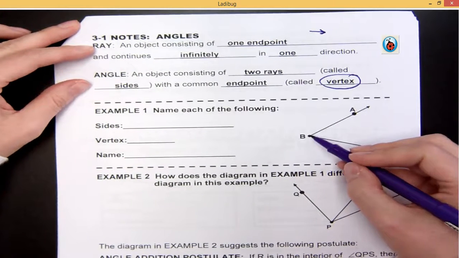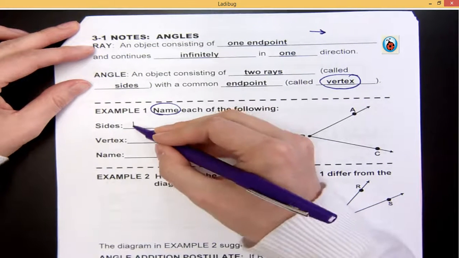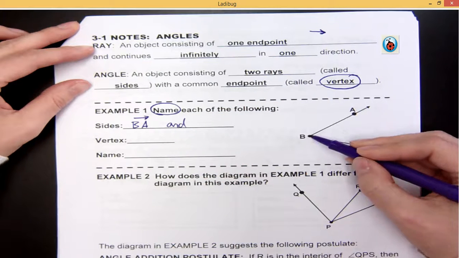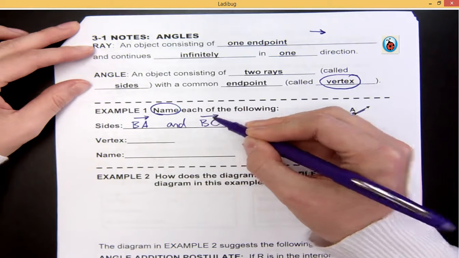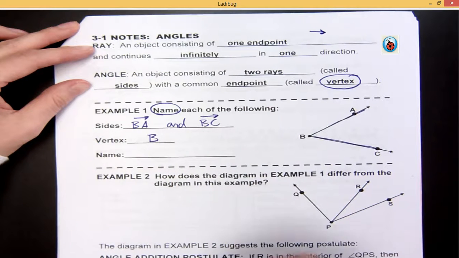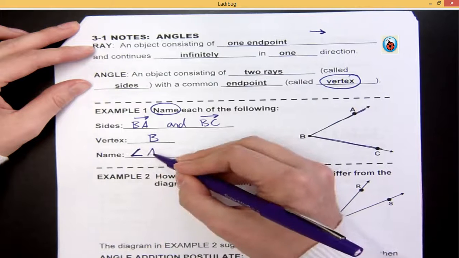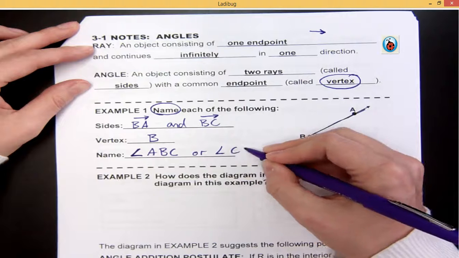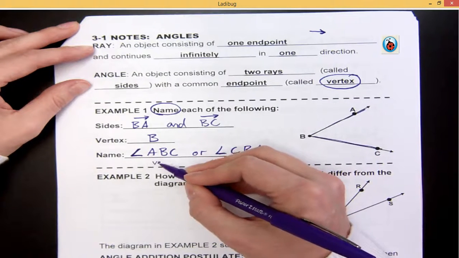If we look at this, we have two rays, and when it says name, we have to name it in geometry. So that would be BA with my ray symbol on top, and my other side is BC, again with my symbol on top. My vertex is the endpoint, just point B, and I name the angle with my angle symbol and all three letters. So ABC, or I could do CBA, but the vertex point is always in the middle.